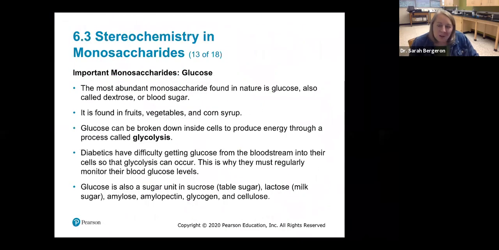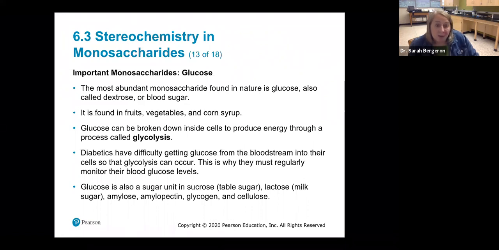Okay, so let's talk about some important monosaccharides. Glucose. This is the number one most abundant found in nature. Sometimes you'll hear it called dextrose, and sometimes you'll hear it called blood sugar. So when you're in the medical field, you hear it called blood sugar. We find it in fruits, in vegetables, in corn syrup. And so our bodies use this glucose, we break it down inside of our cells, and we produce energy. And that process of breaking down glucose to make energy is called glycolysis.